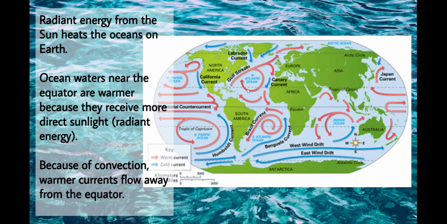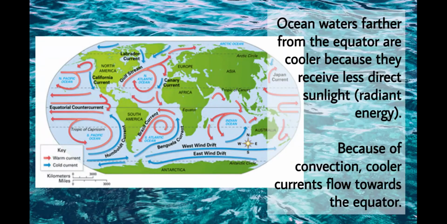The ones that are red are moving away from the equator because they are less dense, and so they're rising towards cooler areas. Ocean waters that are farther from the equator are cooler because they receive less direct sunlight or radiant energy. So if you notice, all the blue arrows are moving back towards the equator because they're more dense, colder waters that are moving back towards warmer areas to replace the warm water that has moved away. And that's because of convection.